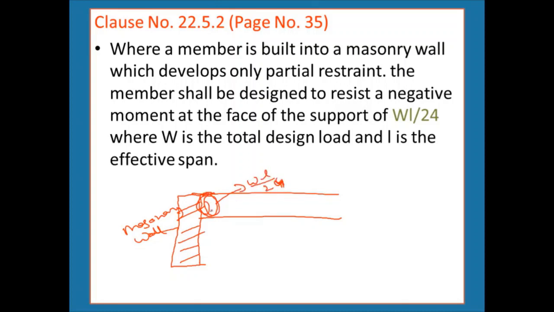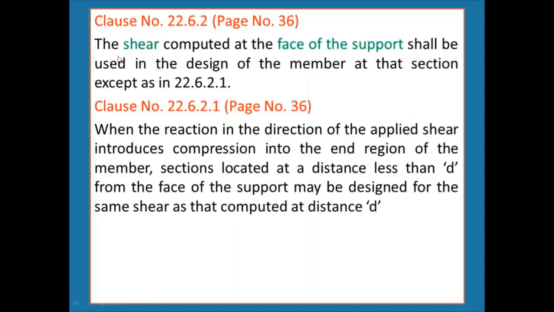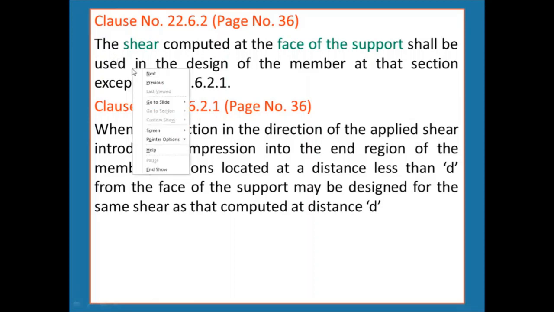So the bending moment at this point should be taken as how much? WL by 24, where W is the total design load. You should not consider dead load and live load independently here. We have to consider it as a total design load. Okay, that's the clause. This condition is applicable only when the member is going into the masonry wall, which develops the partial restraint. The next clause is related to the critical sections of the shear.